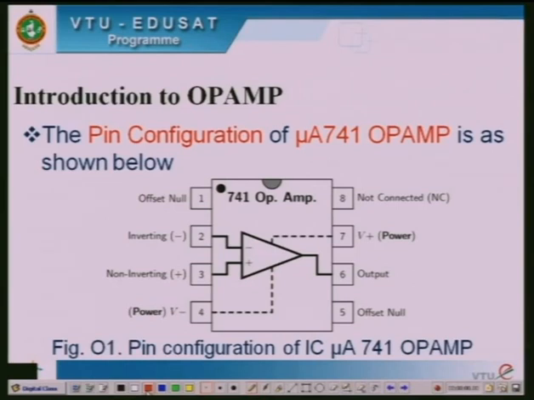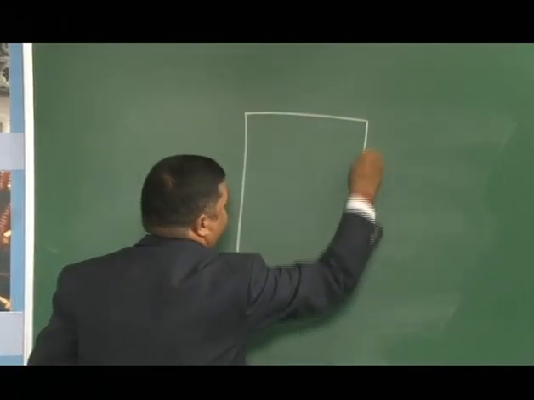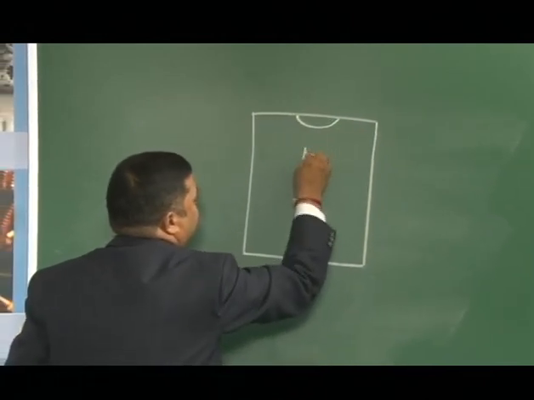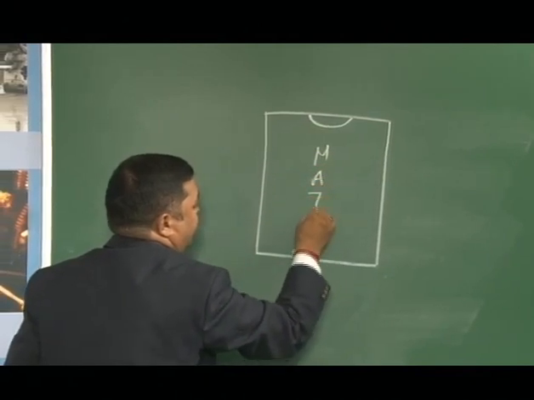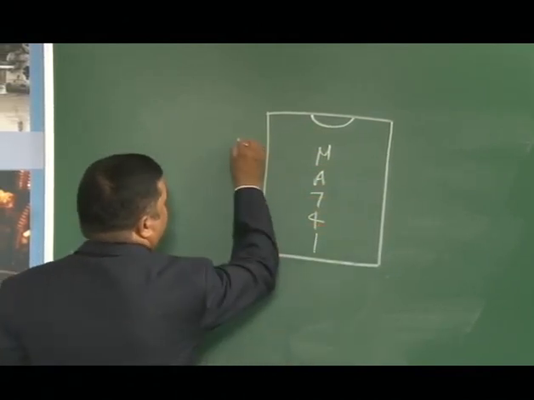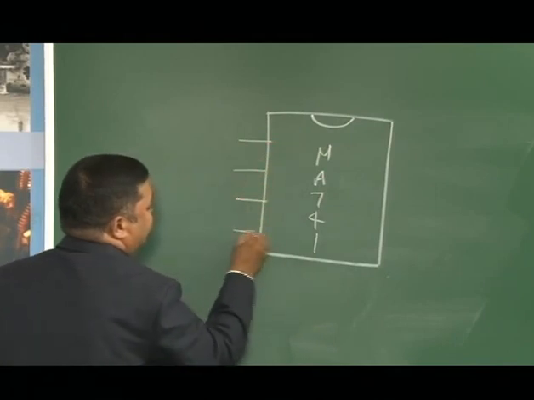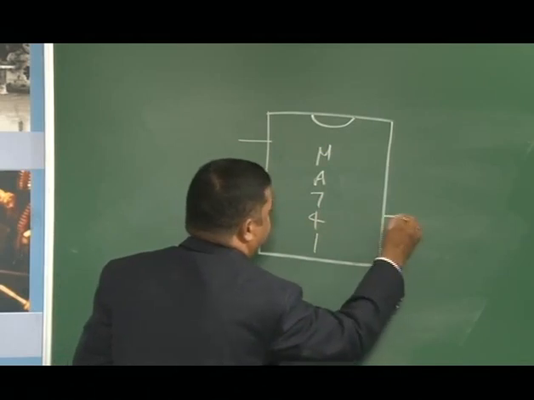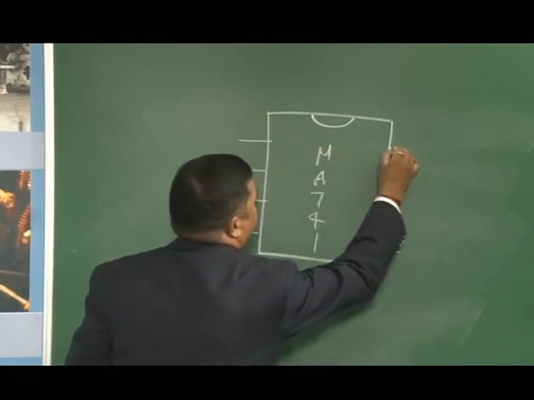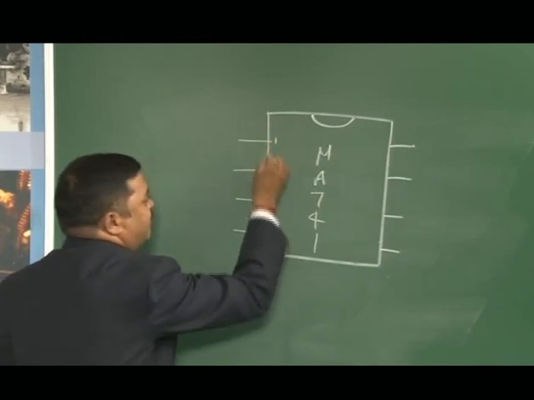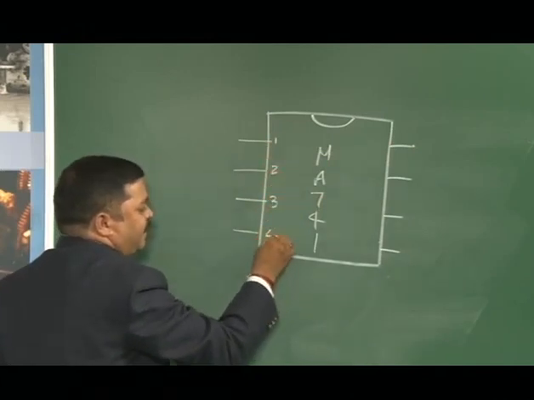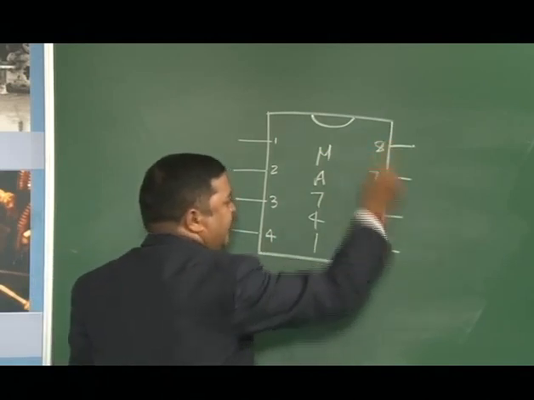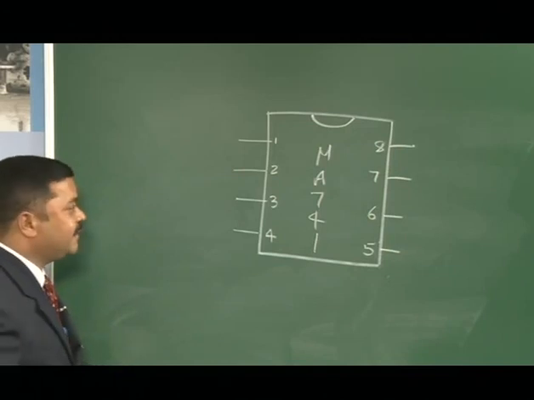So, the IC looks like this. I told you there are 4 plus 4, 8 pins. Let me write this. This is MU-A741. 4 pins this side and 4 pins that side. So, we can write pin number 1, pin number 2, pin number 3, pin number 4, 5, 6, 7 and then 8. So, these are the pin details of an op amp.